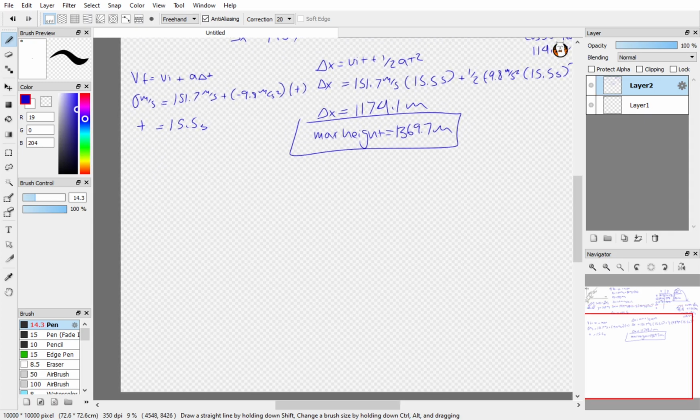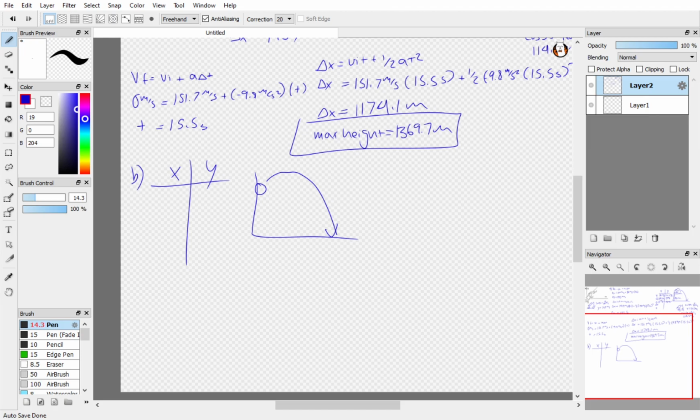Now for parts B and C, it's a bit simpler because now we did most of the work. So we're going to also break it down into our x and y components with a new graph. It's going to be slightly different because instead of solving for the maximum height, we're going to solve for B, which is its total time of flight.